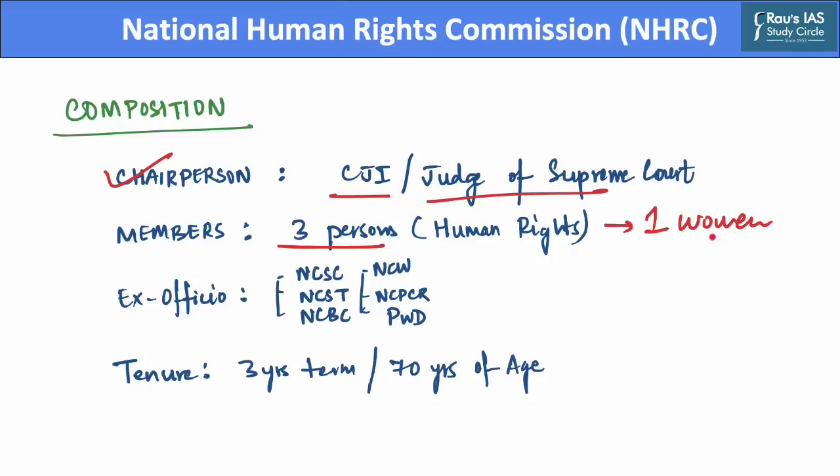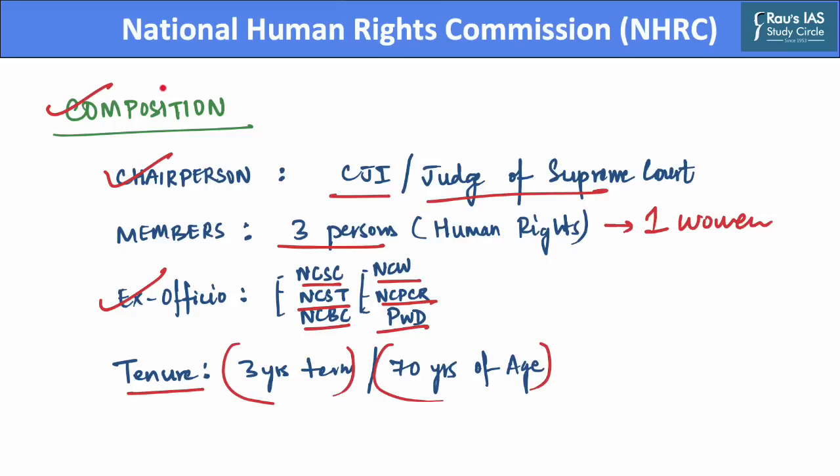be a woman. Further, the Act also provides for inclusion of chairpersons of National Commission for Scheduled Castes, National Commission for Scheduled Tribes, National Commission for Backward Classes, National Commission for Women, National Commission for Protection of Child Rights, and Chief Commissioner of Persons with Physical Disability as ex officio members of the National Human Rights Commission. The term of office of the members is that of 3 years or till the age of 70 years, whichever is earlier.